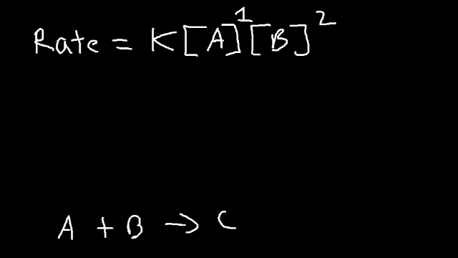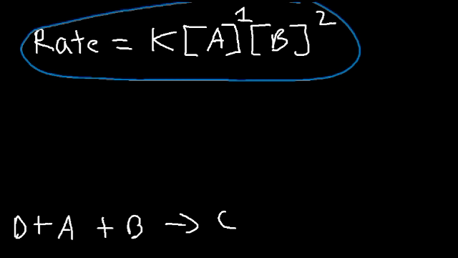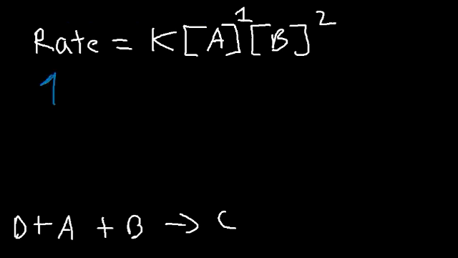And let's throw in D as well. But notice that D is not included in the rate law expression. This whole thing is called the rate law expression. This is the rate of the reaction, and K is the rate constant. So make sure you know the difference between the three terms. Whenever you increase the concentration of the reactant, the rate is going to increase.